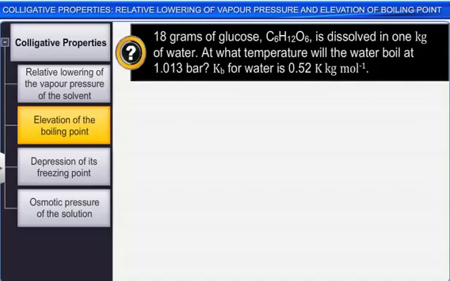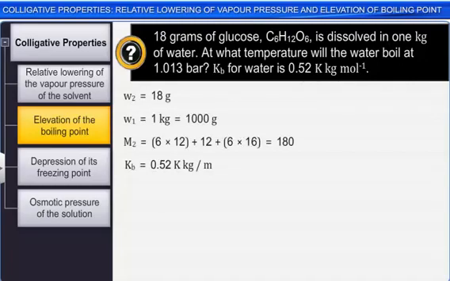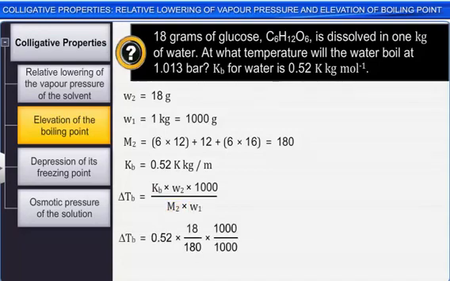The first step is to list the variables given to us. W2 is equal to 18 grams. W1 is 1 kg. And Kb is equal to 0.52 Kelvin kg per mole. As we have to find the boiling point of the solution, we need to find the elevation in the boiling point. Substituting the values in the expression for delta Tb is equal to Kb multiplied by W2 multiplied by 1000 divided by M2 multiplied by W1, and on solving, we get delta Tb is equal to 0.052 Kelvin.